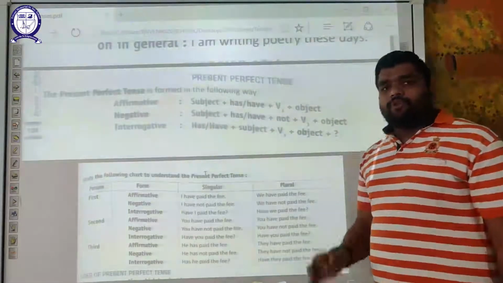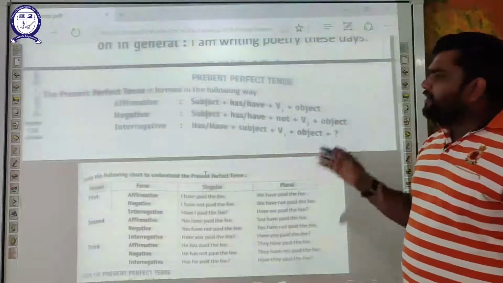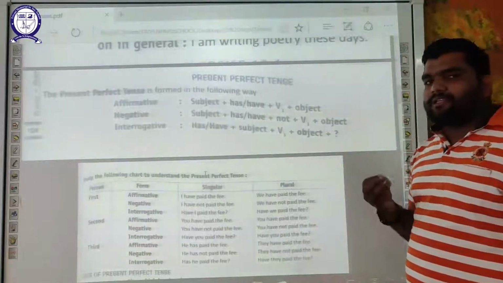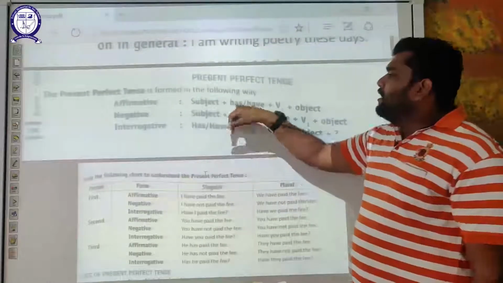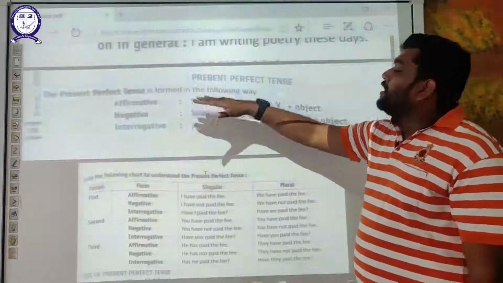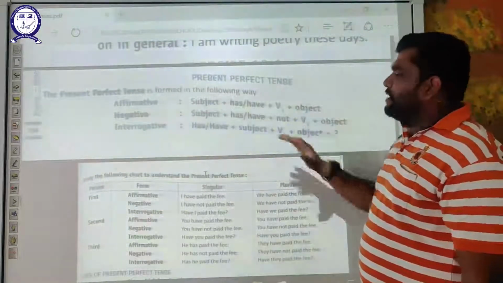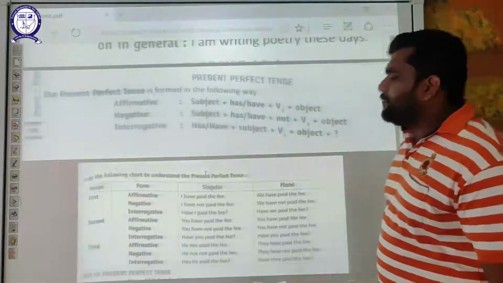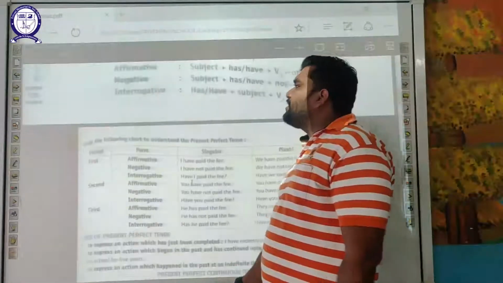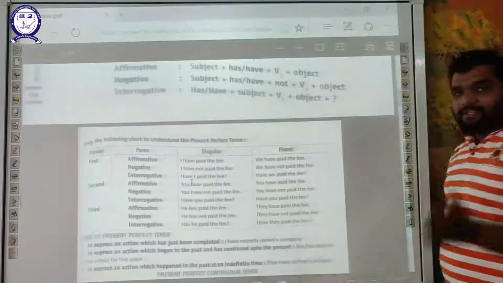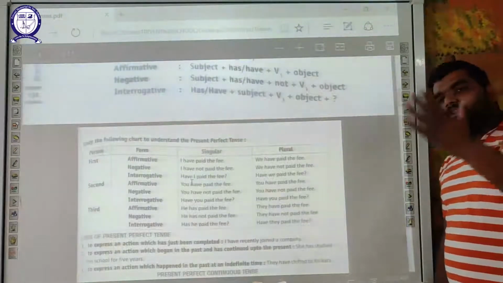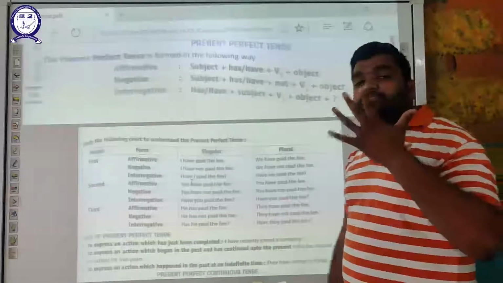And you also need to use have with I and the second person, that is you. Okay, you have, I have. Subject, I have completed my work. You have completed my work. But what is there in negative? Subject plus has plus not. That is helping verb. Then not plus verb third form plus object.